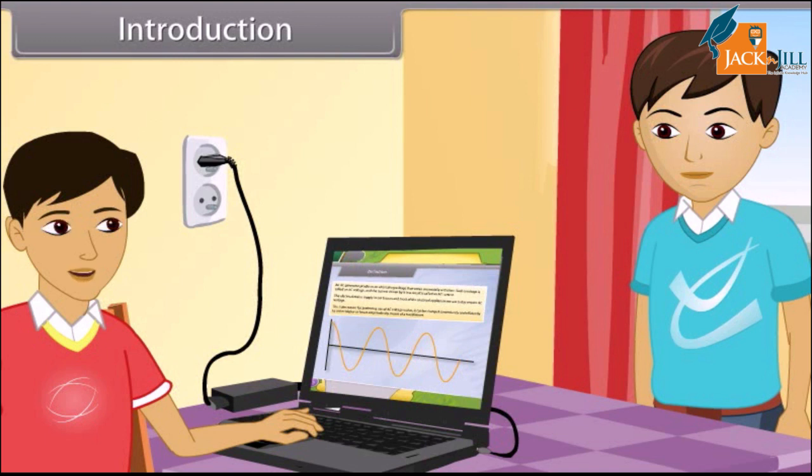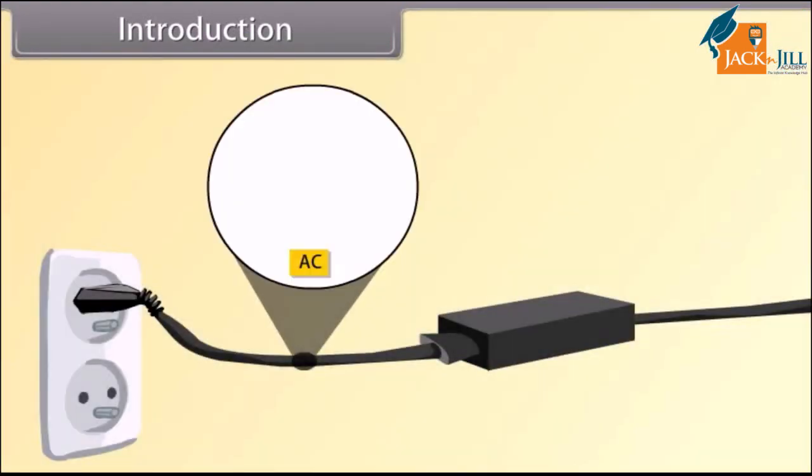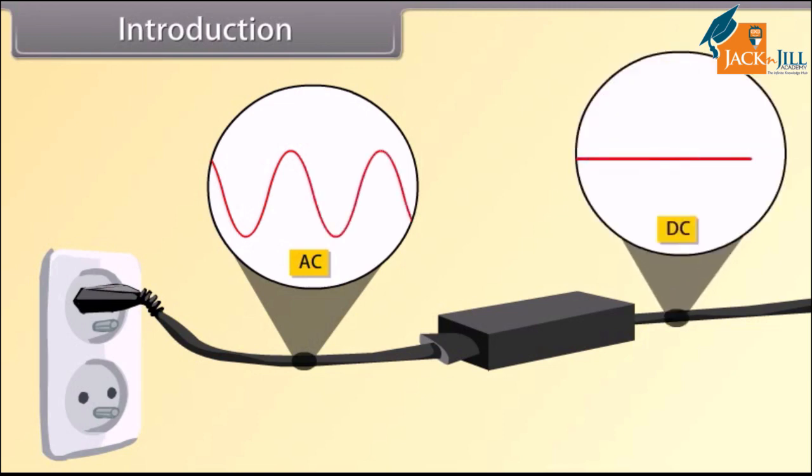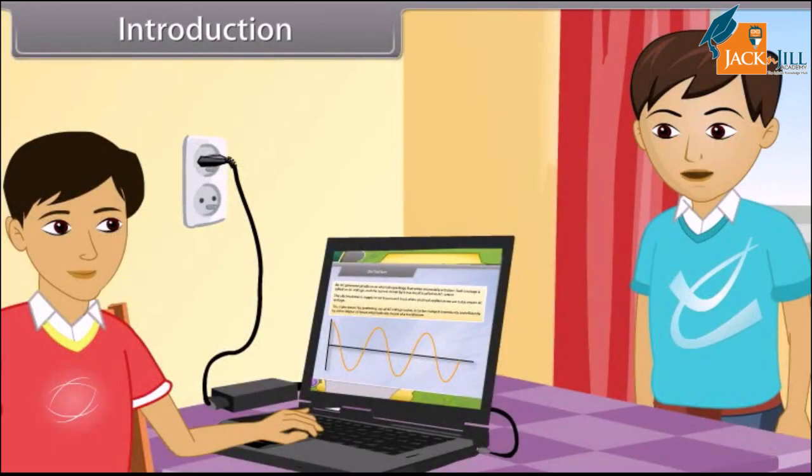I really don't know about that. Okay, let me tell you that laptops and many appliances work on DC voltage. When the charger is plugged into the AC supply, the charger converts the AC voltage into DC voltage, so that the appliances can work smoothly. Okay, I got it. It's interesting. Tell me more about it.